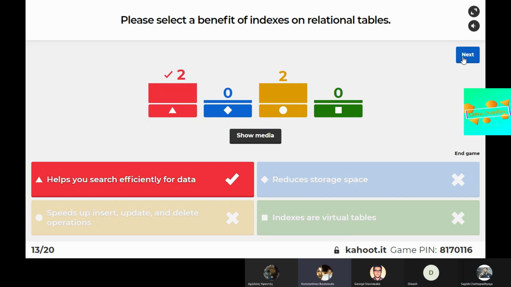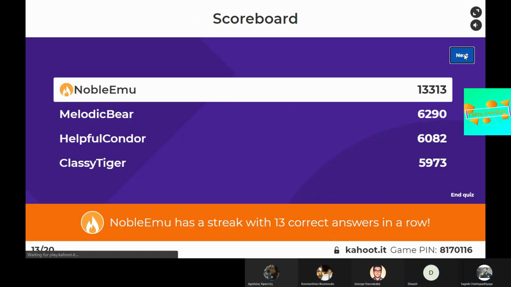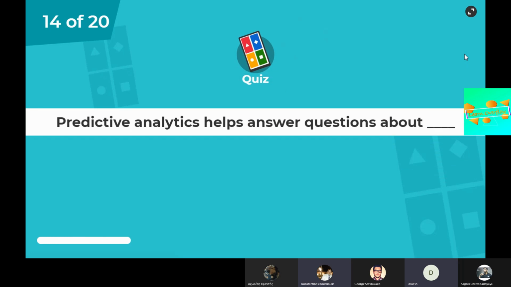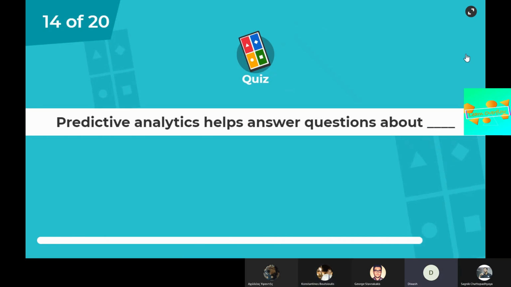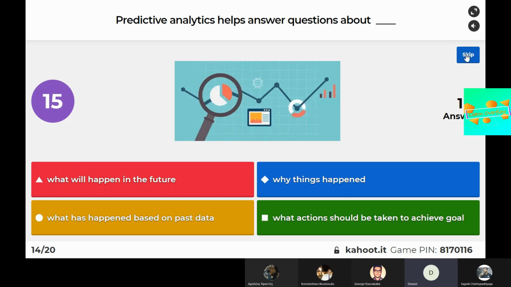Okay, let's move to another question. Predictive analytics helps answer questions about what will happen in the future, why things happened, what has happened based on past data, and what actions should be taken to achieve goals.